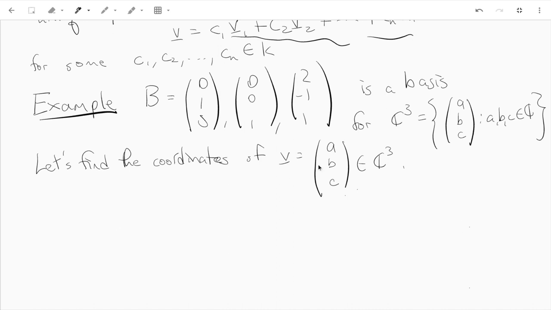Take just a minute and try to write down what equation you get when you try to write V as a linear combination of these three vectors. Just pause and try it. If you try it, you have to write this vector as a linear combination of these basis vectors. A linear combination of these basis vectors looks like this.